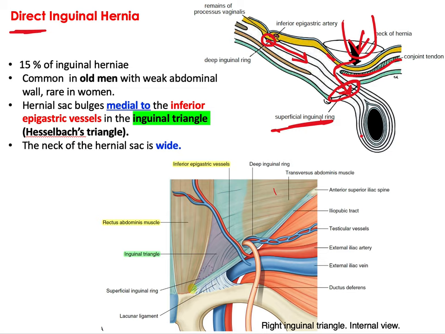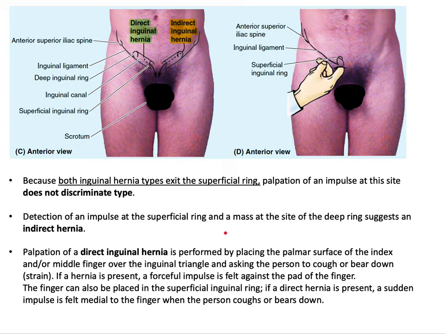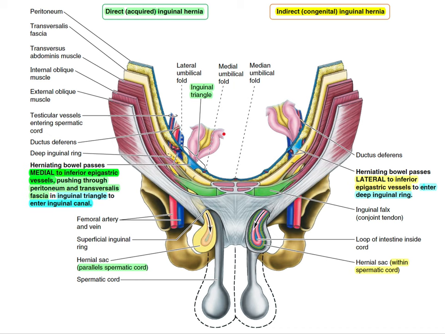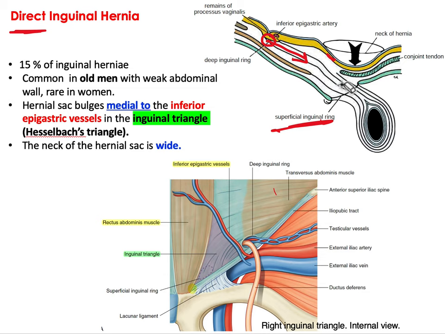And the bulge will be shown like this one. I just used it a couple of slides before to show you the bulge. So let us say one more thing. This region that's located behind the superficial inguinal ring is known as the inguinal triangle or Hesselbach triangle, which is the region of direct inguinal hernia.